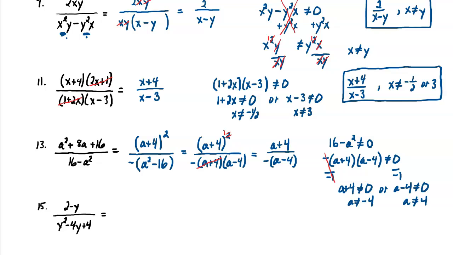Now I want to write the answer to this problem, including the restricted values. And I'll do that right up here. A plus 4 over the negative of a minus 4, comma, a cannot equal positive or negative 4. I was tight on room, so I used the plus minus symbol to indicate both of the restricted values.